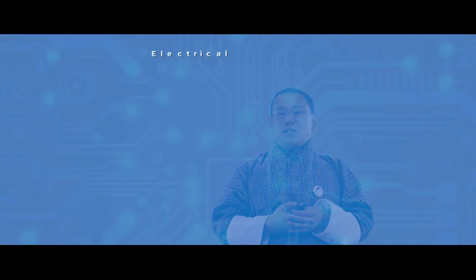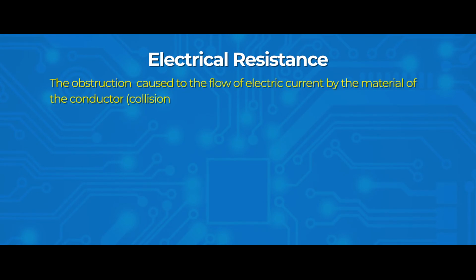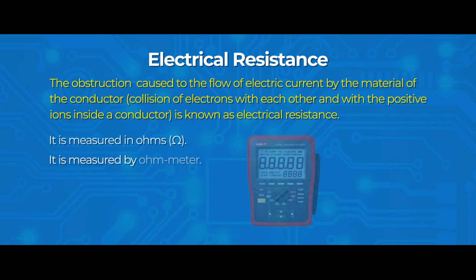Now, what is electrical resistance? It is the obstruction caused by the material of the wire to the flow of electric current in a conducting wire, and it's usually measured in terms of ohms. We write the symbol of ohms like this. It is measured by an instrument called an ohmmeter.